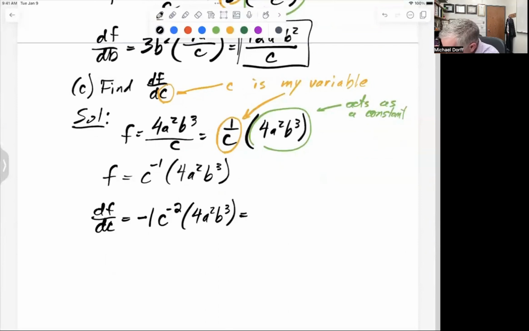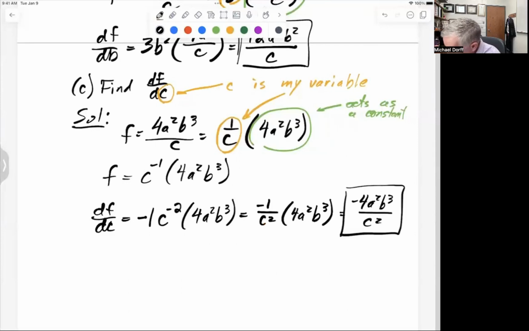And then I can rewrite this as negative 1 over c squared times 4a squared b cubed, or I can write that as negative 4a squared b cubed all over c squared. And that's my answer there.